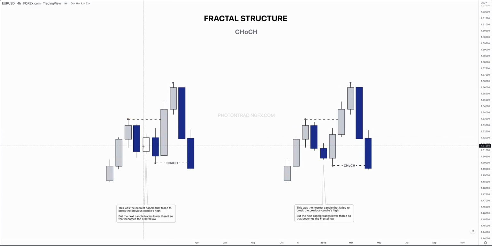So this, based on that definition, should be the nearest low, because that is the nearest candle that failed to break the previous candle's high, right? So you'd be forgiven for thinking, well, we should draw our CHoCH line through here.